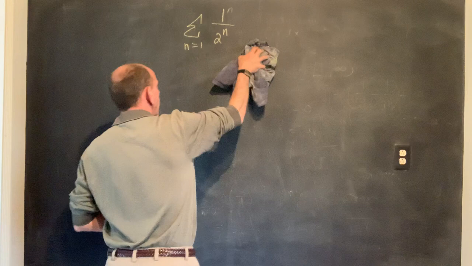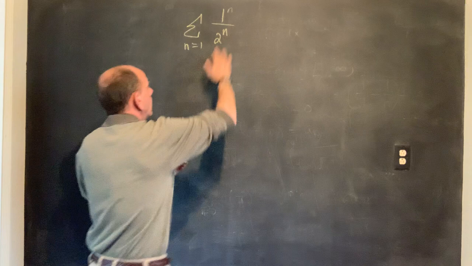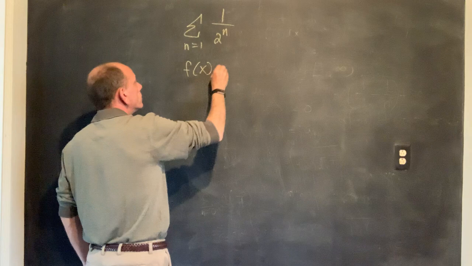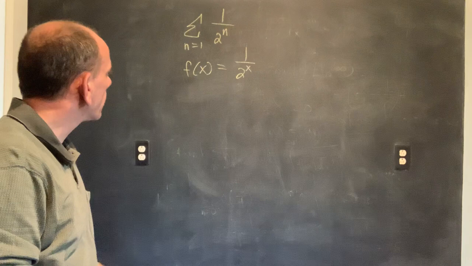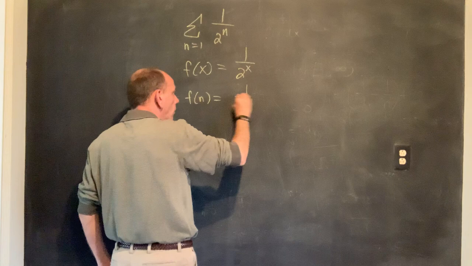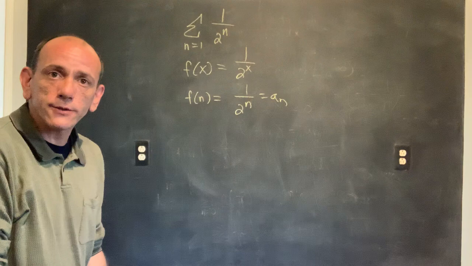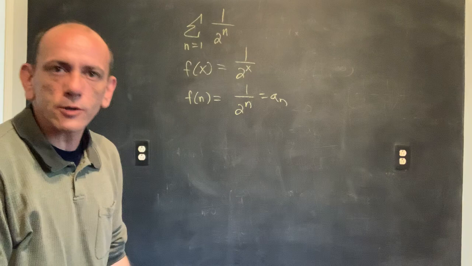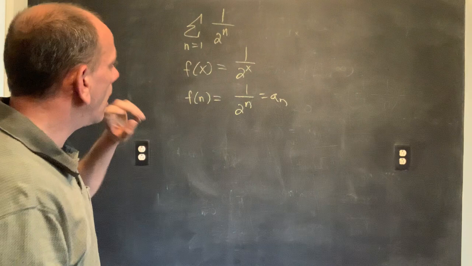But let's go back. The first thing I need to do is generate a function. Well, there's an obvious one: f of x equals 1 over 2 to the x. Clearly, what is f evaluated at a natural number? Well, 1 over 2 to that natural number, which is a sub n. So it agrees at every natural number. That one's easy. It's continuous, and it's differentiable on that interval.